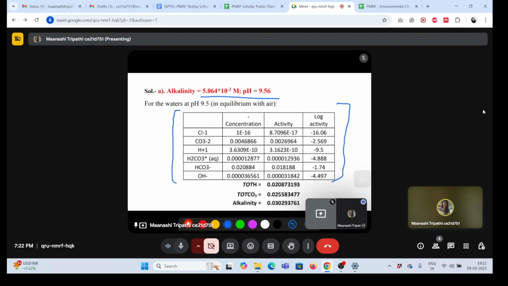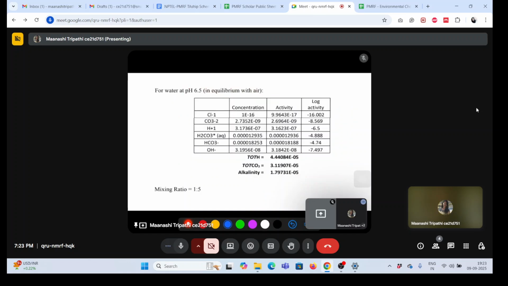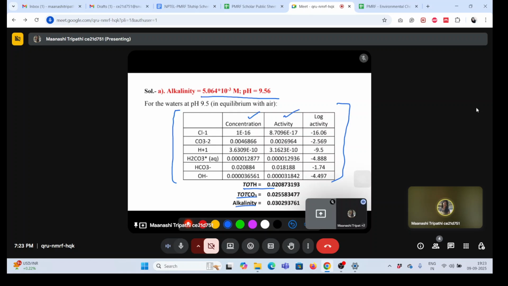We will take in terms of concentration, and this software will give a more exact value in terms of activity, but we do not need to bother about that. We are mostly doing it in terms of concentration because we are considering the water or the solution, for simplicity, as an ideal solution. So it is not non-ideal, it is an ideal solution. So that's why we will be taking care of concentration rather than activity. We'll give all the values. We got total hydrogen, total carbonate, and alkalinity. Okay, so this is when the pH is 9.5.